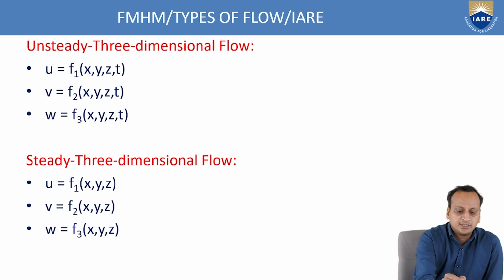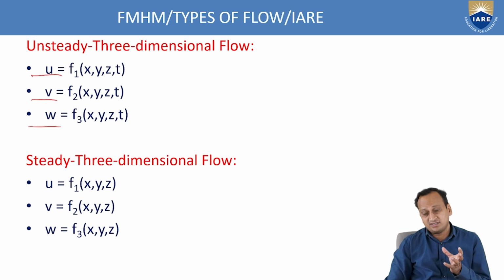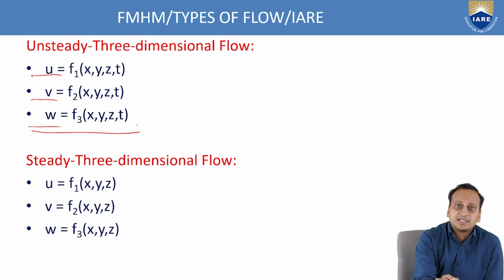So about x, about y, about z. These fluid characteristics, fluid particle characteristics, will vary with respect to the time. So therefore, it becomes an unsteady three-dimensional flow.